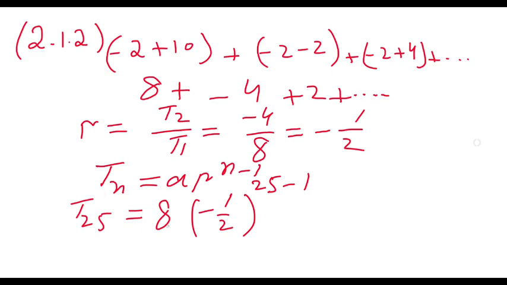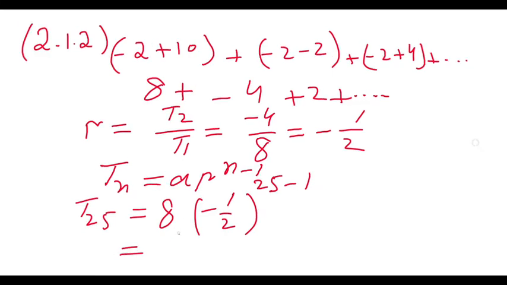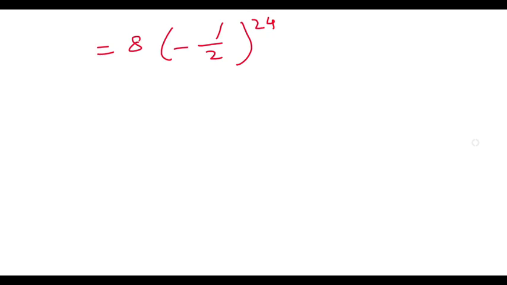So I substitute the values into this formula. We need to find t25. A is the first term, the ratio is negative 1 over 2, and n is 25 minus 1. I'm going to simplify this one. So further simplify: 8 times negative 1 over 2, the power is going to be 24. The question asks for the answer in the form Tn is equal to b power x. So it must be in this form.